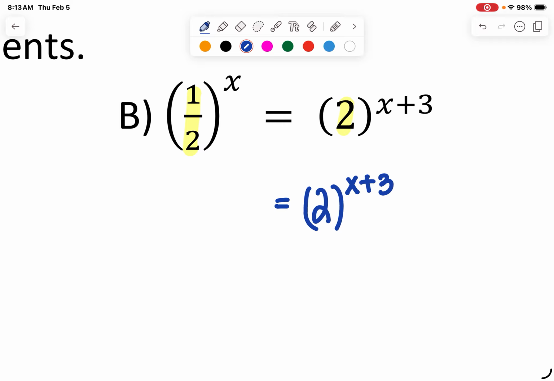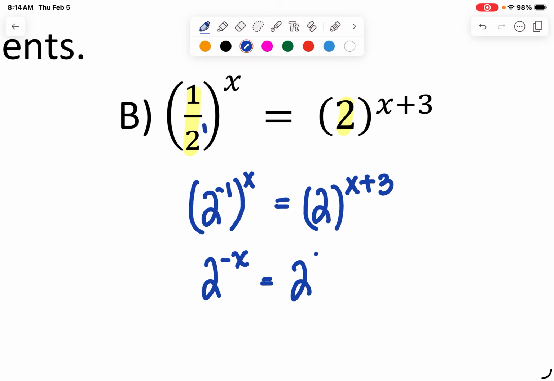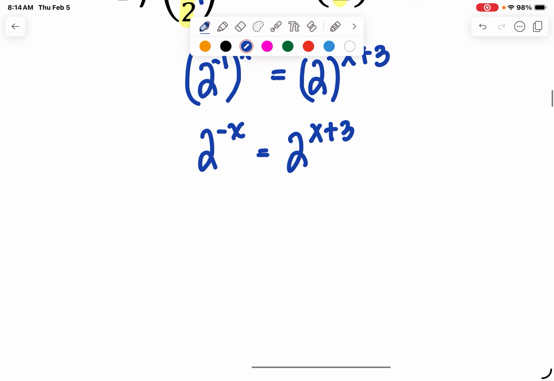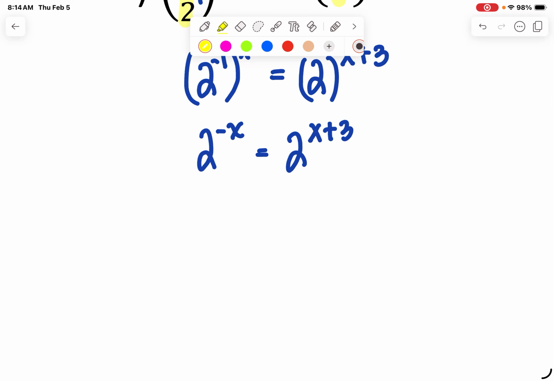And then 1/2 we can change to, remember we can use that property that says that 1 over 2 is the same thing as 2 to the negative first power, right? So we're going to change that to 2 to the negative first power, and then to the x power. Power to a power, keep your base, multiply your exponents. And now, since our bases are equal, we can set our exponents equal to each other. So we're going to do negative x is equal to x plus 3.